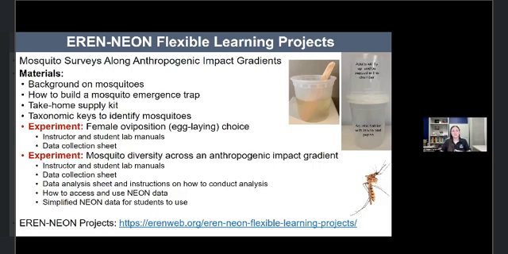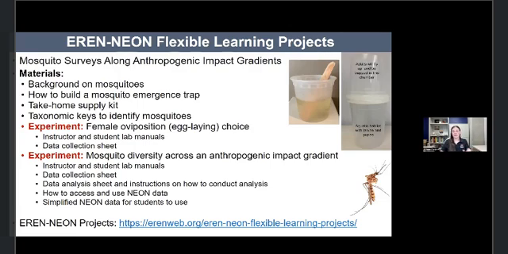And then there's also on there some taxonomic keys for you to help you identify mosquitoes to a little bit more depth than if you were using the Globe Observer app. But that's fine too, depending on what level of identification you want to go to. And there's two different experiments that you could try if you want, or you can develop your own. The first is looking at female oviposition or egg laying choice. So you can look at that and see, are there questions in there that are interesting to you? So you could do that.